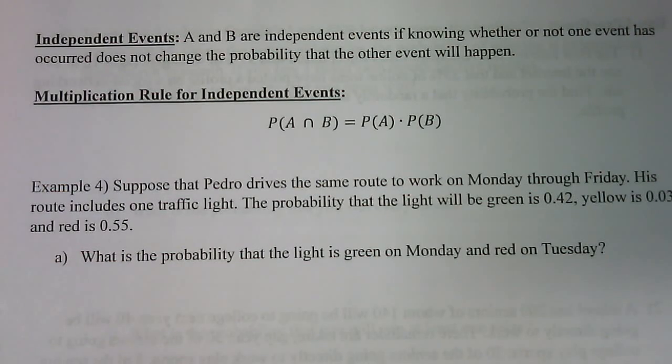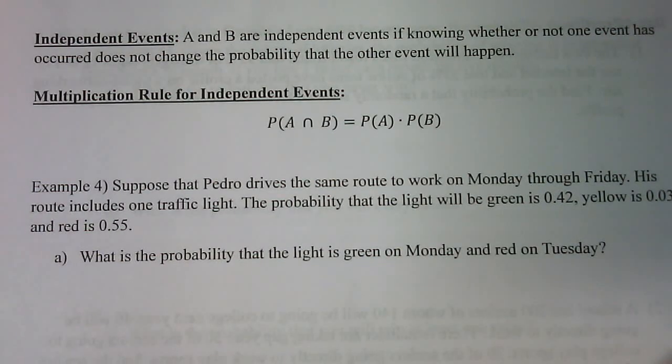It says, suppose that Pedro drives the same route to work on Monday through Friday. His route includes 1 traffic light. The probability that the light will be green is 0.42, yellow is 0.03, red is 0.55. What is the probability that the light is green on Monday and red on Tuesday? So what happens on Monday and what happens on Tuesday don't have an impact on each other. So we're just going to multiply the two together.